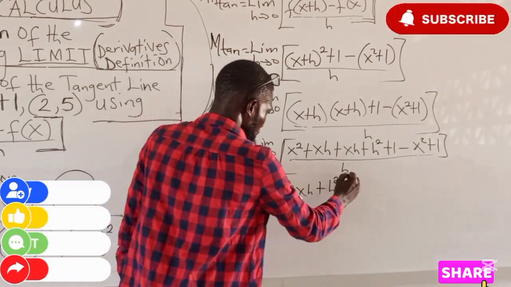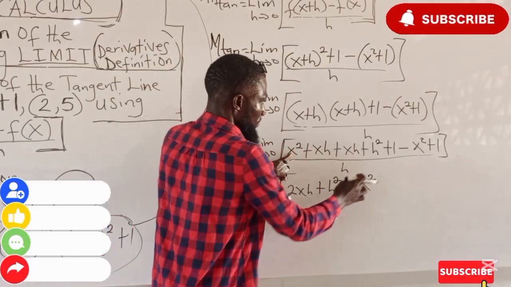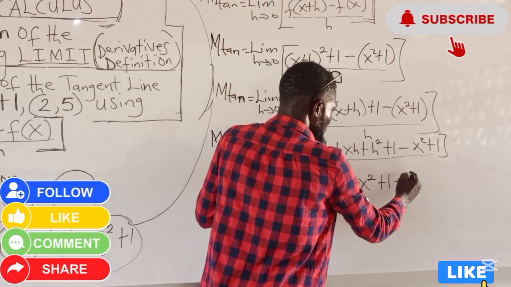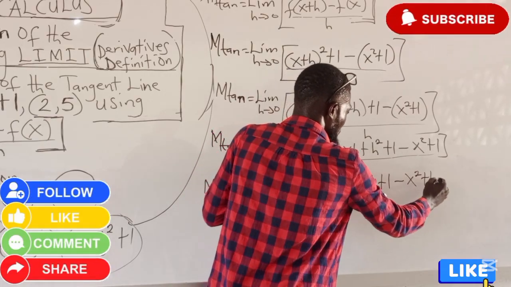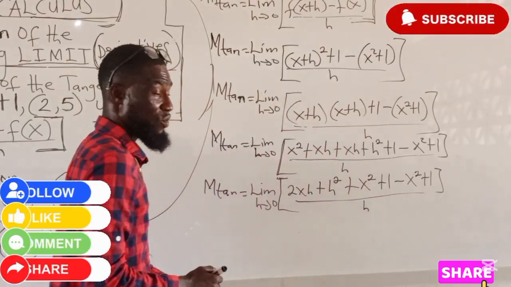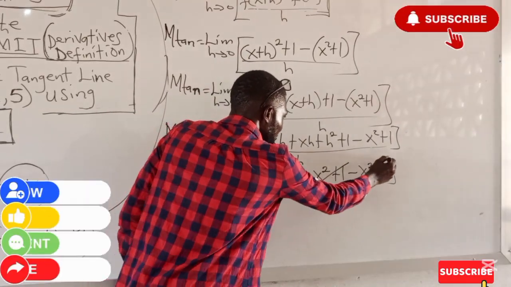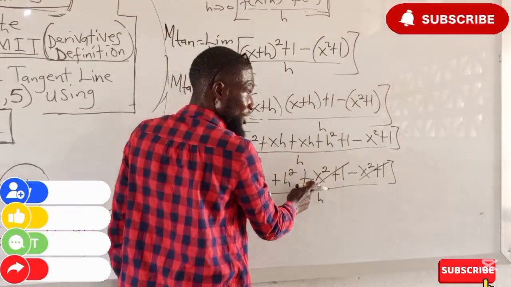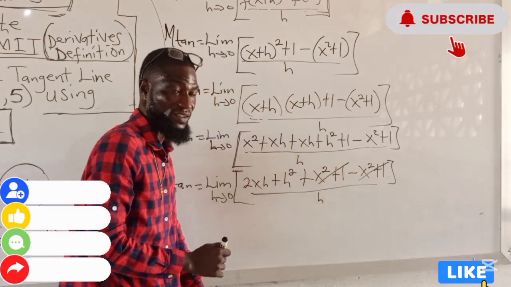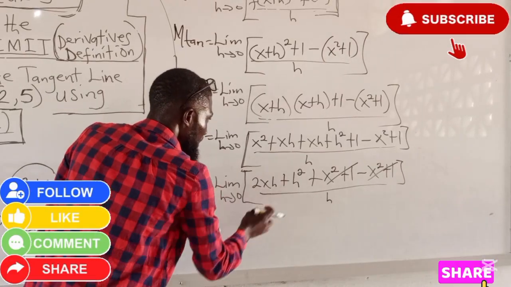Then we say plus, we bring this guy, x squared plus 1, minus x squared plus 1, bracket closes, over h. Why did we do this? We did it because we want this and this to be cancelled, because x squared plus 1 minus x squared plus 1 is equal to 0. Automatically we cancel it. Ladies and gentlemen, we use this to solve our problem.